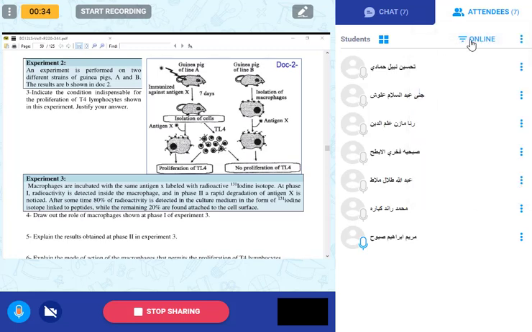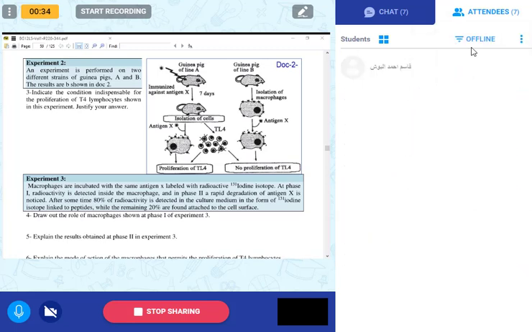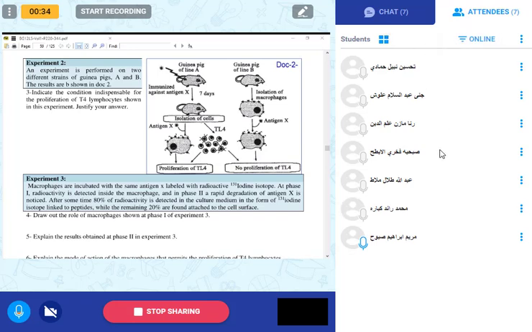Yes. Subhiya is here, like, and who is missing? No. Qasim, ya Allah, ya Qasim.